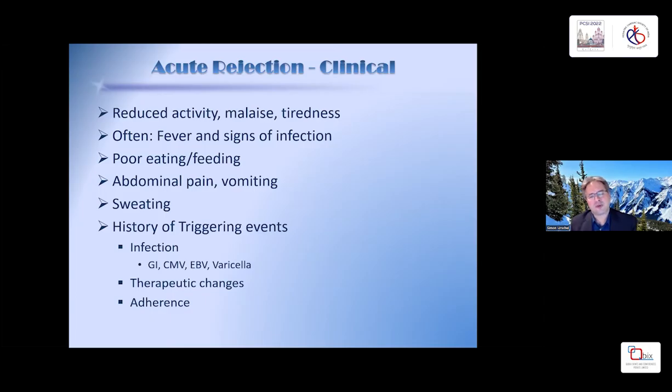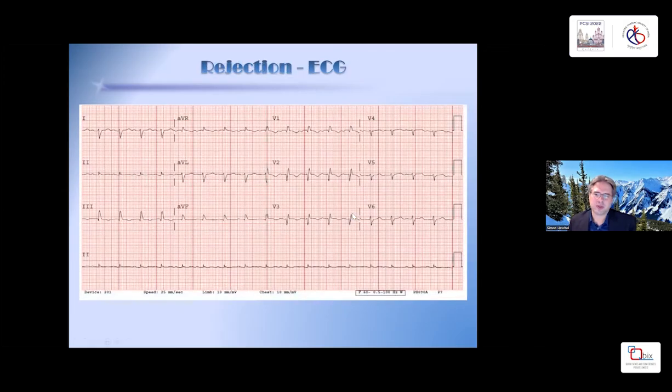And then always important to look into the history of triggering events. Did they have a gastrointestinal infection? Do they have a recent CMV infection? Varicella is one of the viruses that can trigger rejection. Therapeutic changes. Did somebody give them medication that didn't work well with what they had? And adherence, are they actually taking the medications that we want them to take?